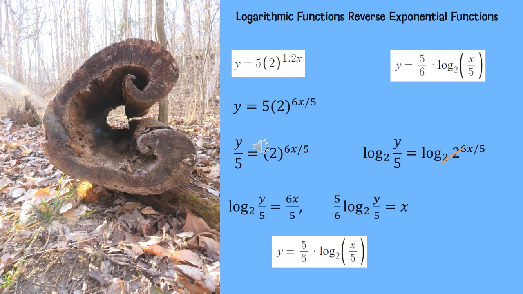And now I'll swap the letters because we're used to x being the input and y being the output, and there is where that inverse function came from. The inverse function of 5 times 2 to the 1.2x is then 5/6 as a leading coefficient times log base 2 of x over 5.